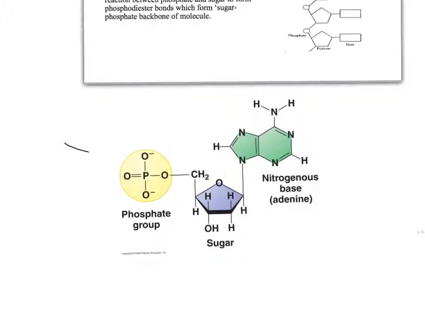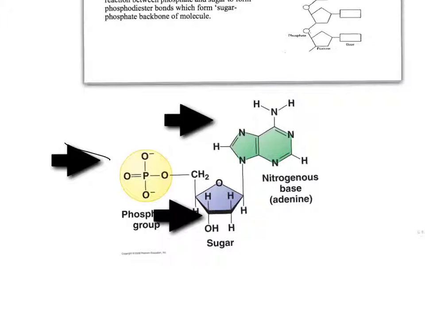One component here is called the phosphate group, and then one component here is called the sugar, which in this case is a pentose sugar, a 5-carbon sugar, and another component there is called a nitrogenous base, of which there are 4, which you'll probably remember from GCSE: adenine A, thymine T, guanine G and cytosine C.